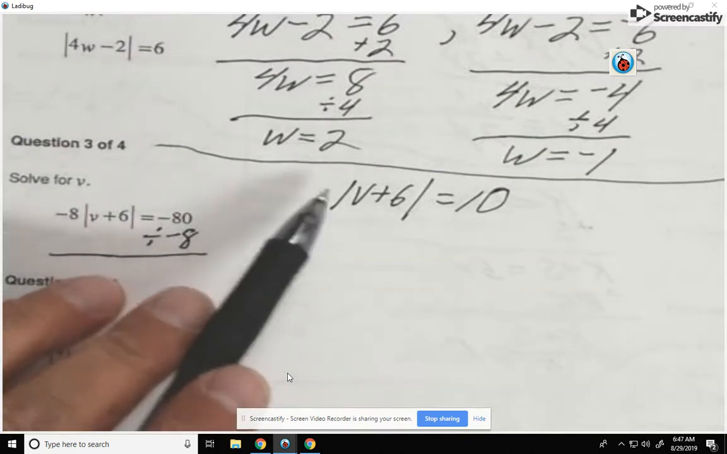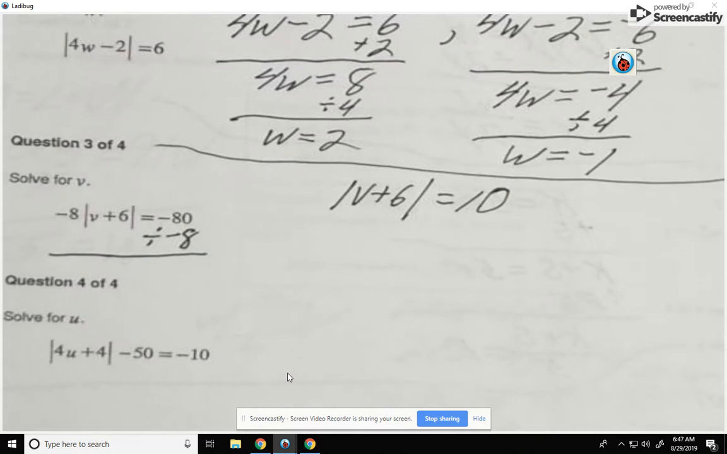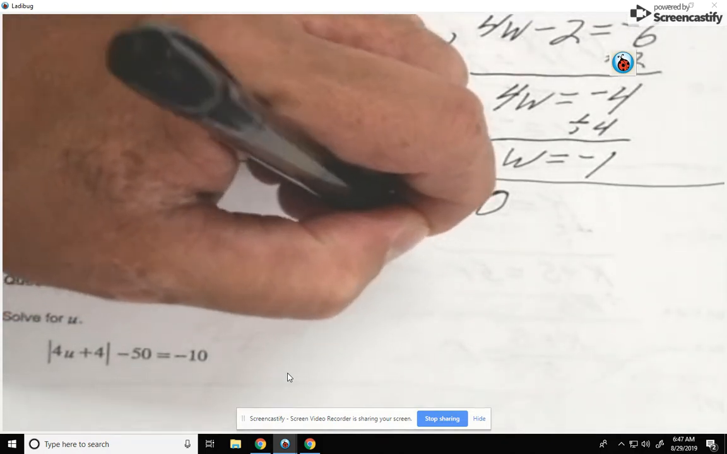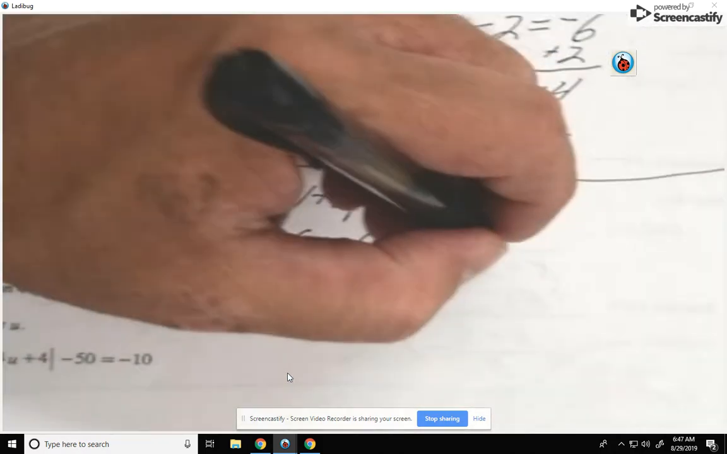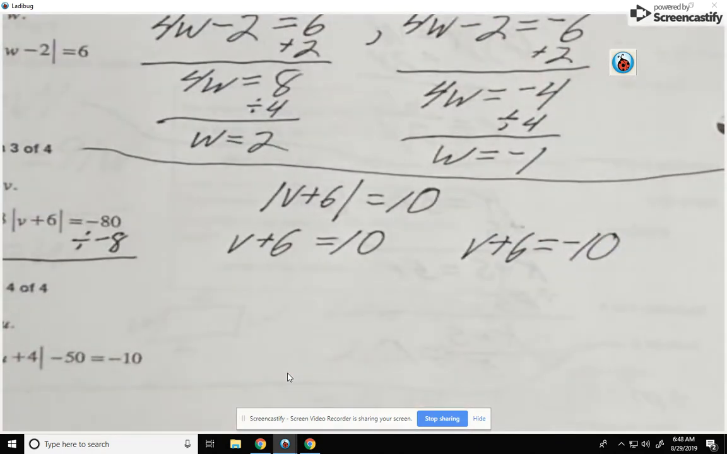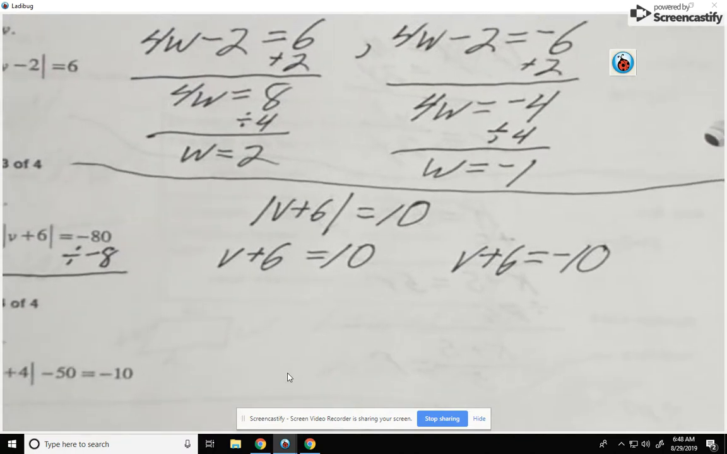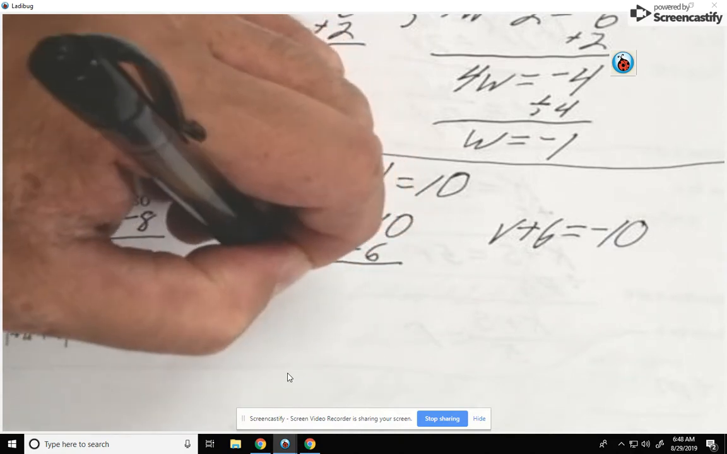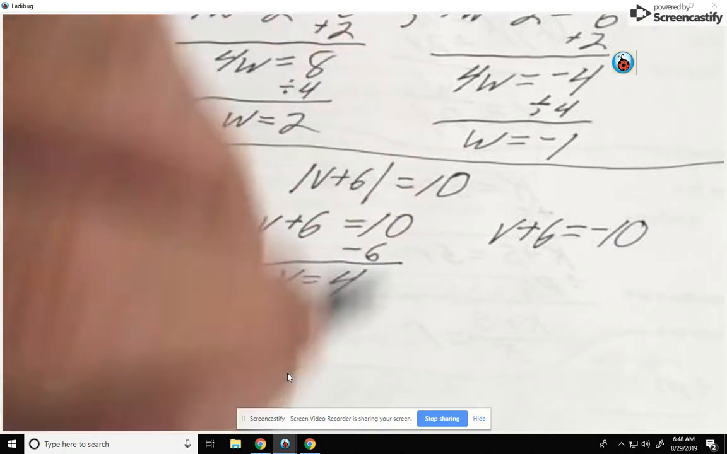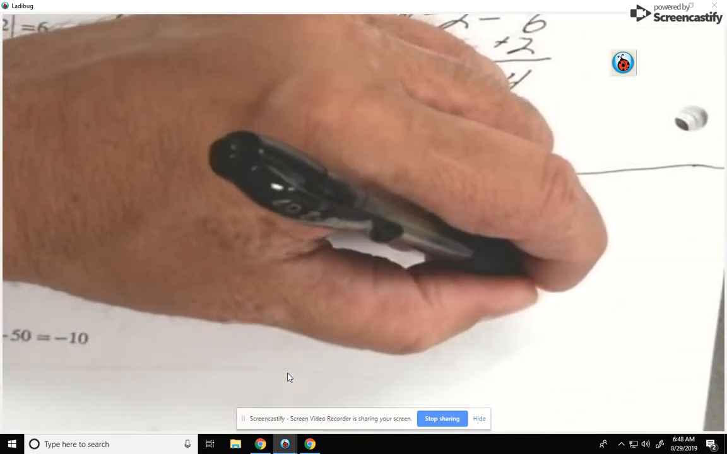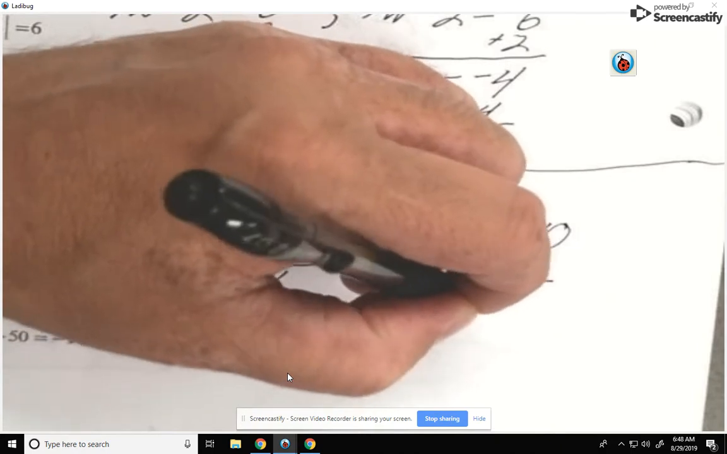Okay, at this point, we don't have anything outside of our absolute value symbols, therefore we can go ahead and split our equation. So we get v plus 6 equals 10, and we also get v plus 6 equals negative 10. And then we just solve it as two separate equations. We have plus 6, so we subtract 6 to get v equals 4. And then with the other equation, we subtract 6 to get v equals a negative 16.